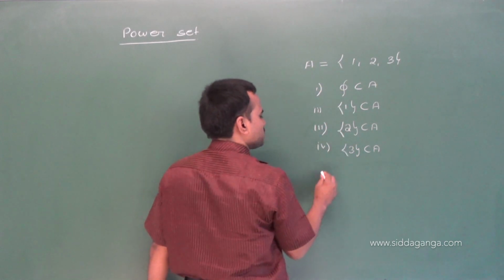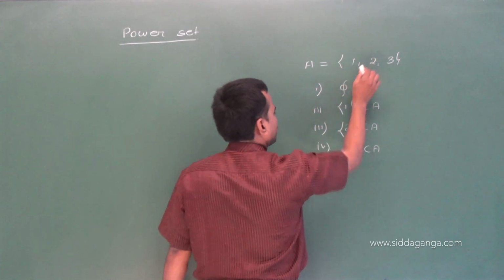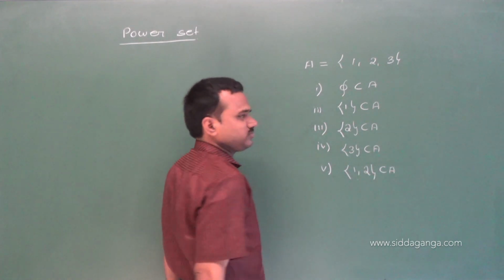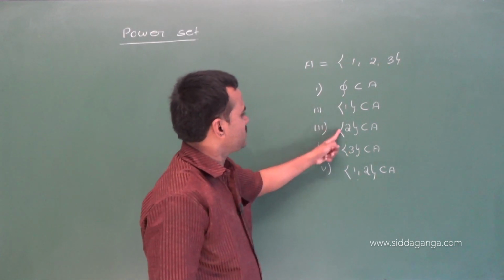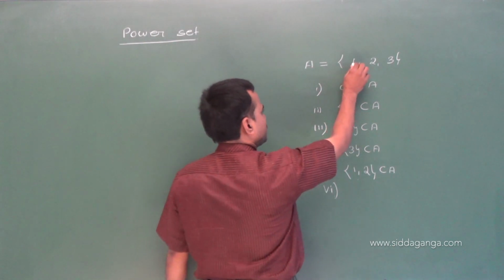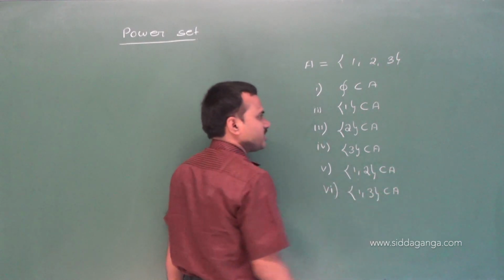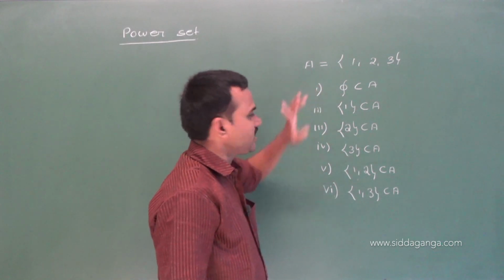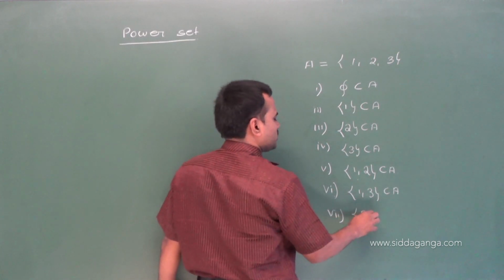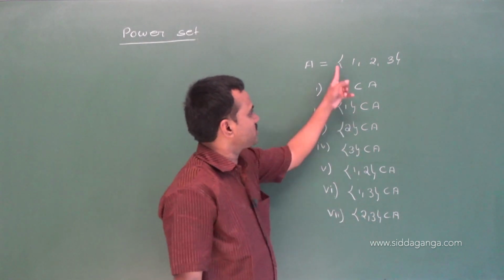We write the number of subsets. Next I take {1, 2}. This set is also a subset of A. It contains 2 elements, while these contain 1 element. The sixth one, I take the set containing 1 and 3, {1, 3}. It is also a subset of A. The seventh one, {2, 3}, is also a subset of A. Observe here, {2, 3} is also present in A.